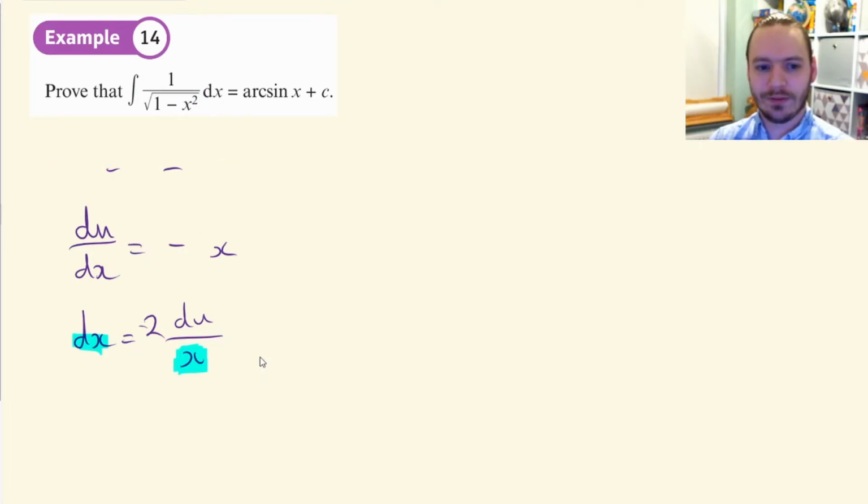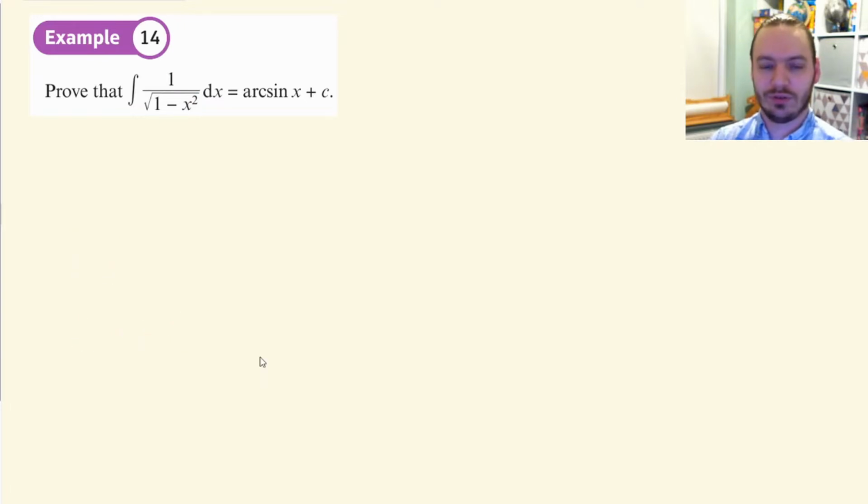So we need to go back to the drawing board and try and think of another substitution which will work and will somehow get rid of or replace the x with something else. And the clue is here in the answer. The answer is inverse sine. Remember, arc sine means sine inverse of x. We've got to use a trig function somehow. And the second clue is to notice that we have 1 minus x squared.